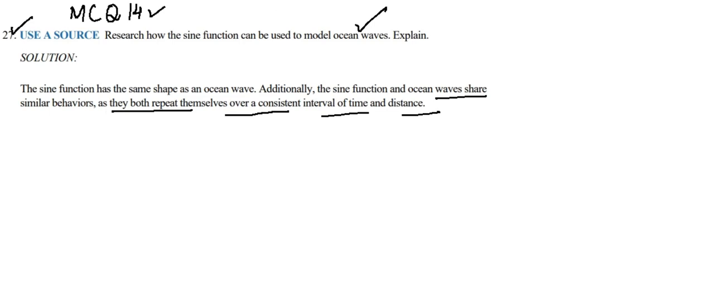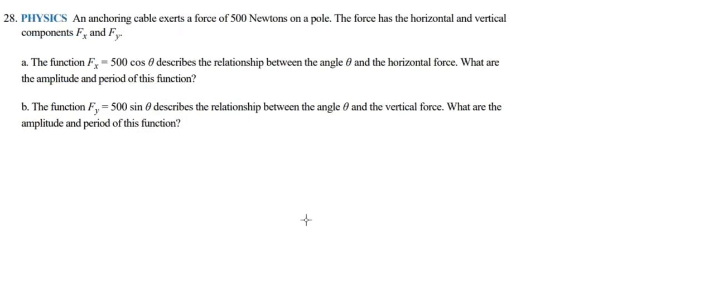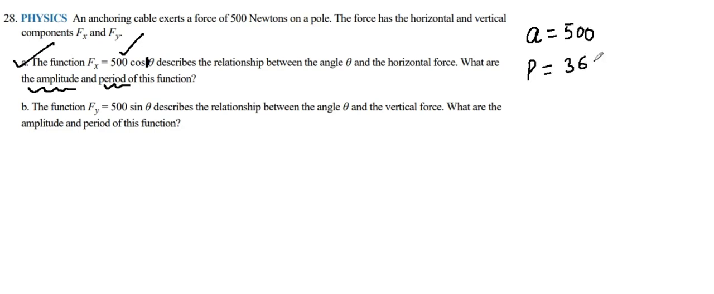Now look at question number 27. After this is 28 now. In 28, parts A and B are given, which is very easy. They are asking for the amplitude and period. So the amplitude is 500 and the period, B is 1 here. So simple, A is 500 and the period is 360 over B, which is 360. That's it. So they are asking this in question 28, nothing else. What are the amplitude and period of the function?